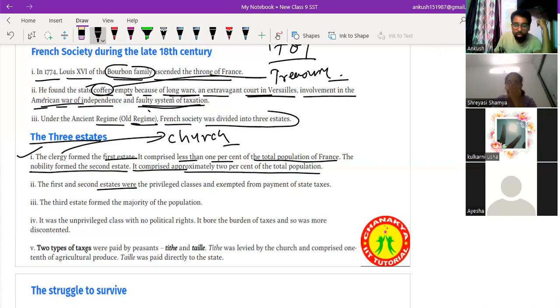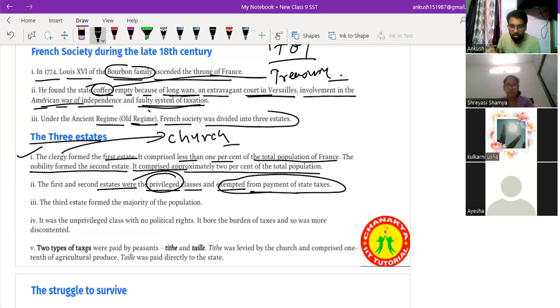The first and second state were the privileged classes. Why are they called privileged classes? As they were given rights, even if they were not working for the state or for the nation, they were paid. They were getting salaries on a regular basis. They were enjoying the taxation while being waived off from paying taxes. Are you getting my point? They were waived off, meaning they were not paying the taxes. Instead, they were enjoying the taxes which were paid by the third state, and were exempted from payment of state taxes. I just told you. They were exempted. They were waived off.